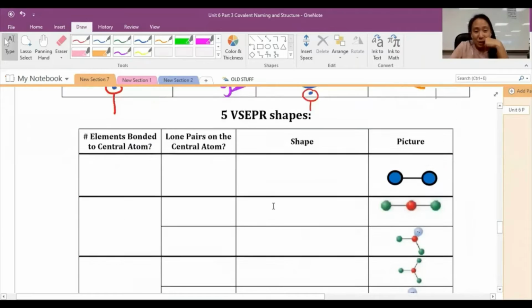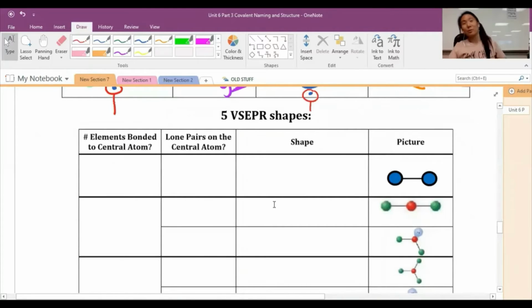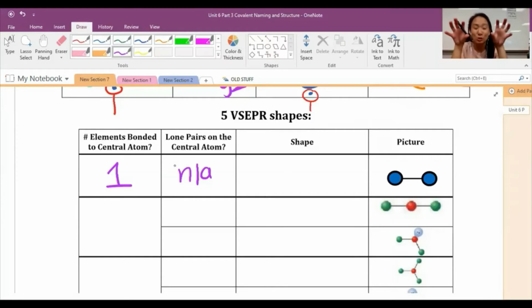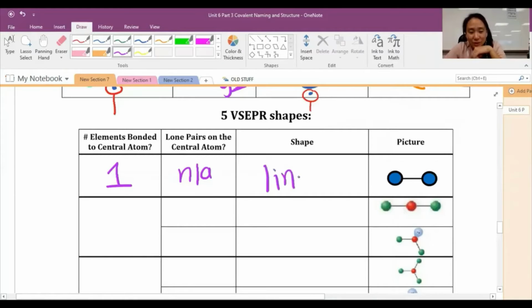All right, so there are 5 VSEPR shapes. I'm going to go through them really quick, and then you'll probably learn more about them in class. But let's just go through it. So elements bonded to the central atom. Here you can think of it as 1, and then we're going to put an NA because there is no central atom. So basically it's saying you have an element bonded to another element. There's nothing in the center, so no central element. The shape then is called linear. Why? Because it creates a single line. Just like this picture, it creates a single line because one is bonded to another.